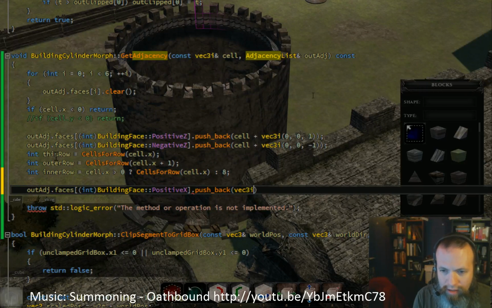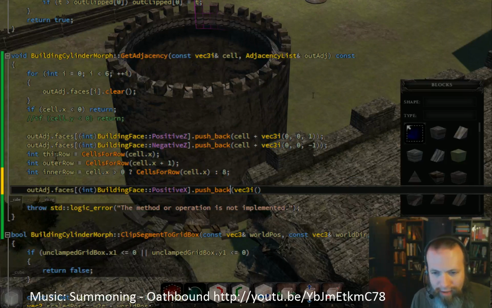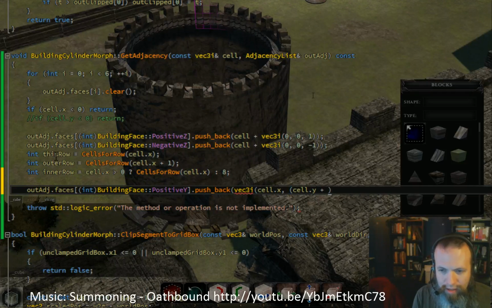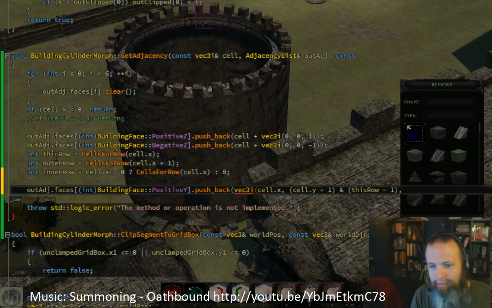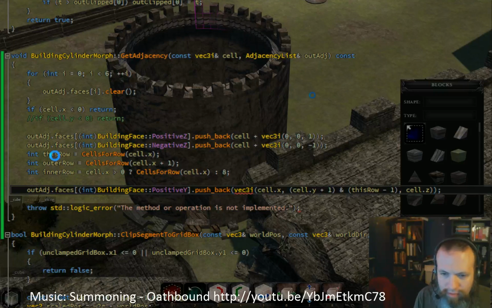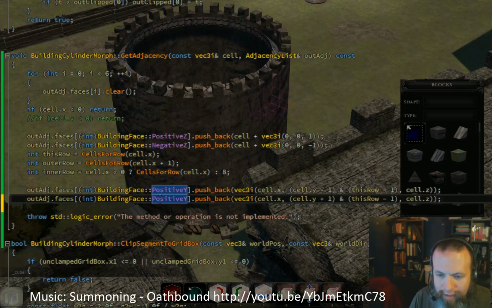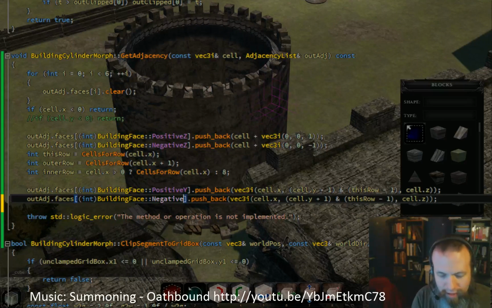So make up this, actually, let's do the Y ones next. They're the easiest ones. So we're going around the ring clockwise and counterclockwise. Cell point X. And that, because I know it's a power of two, is just going to give me adjacency that wraps around. Likewise for negative Z. Or negative Y.